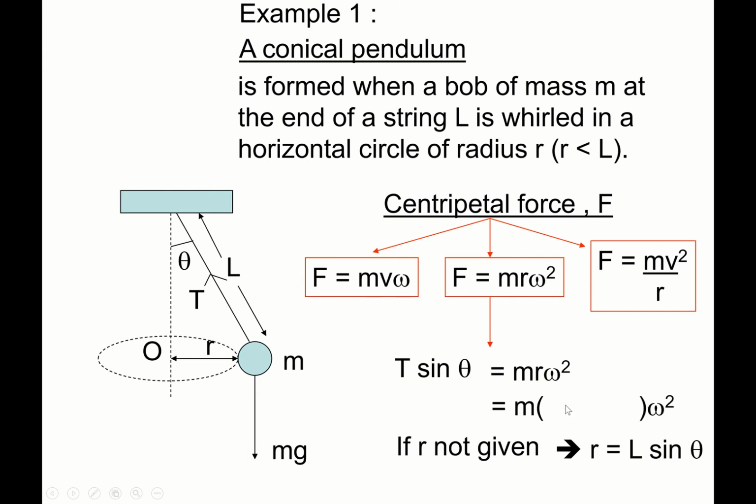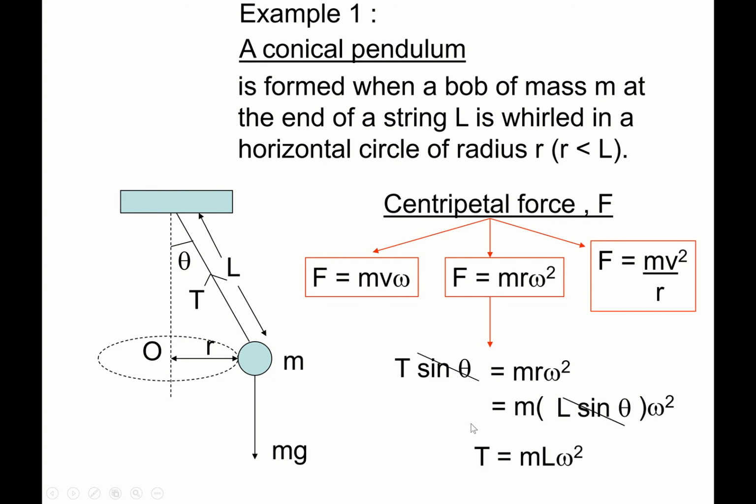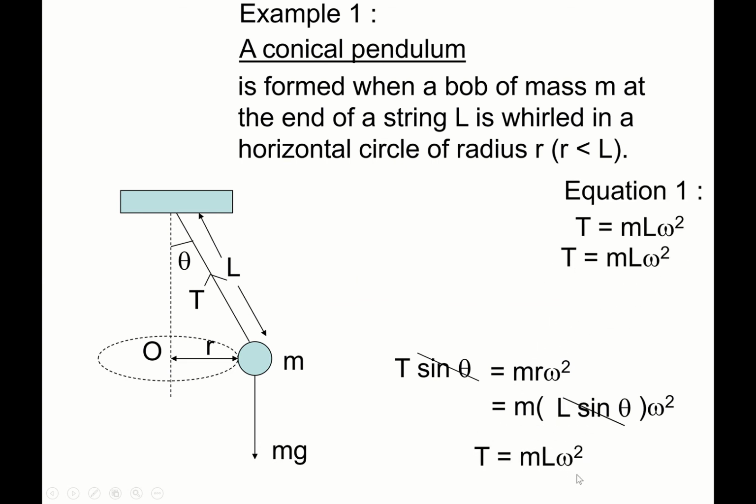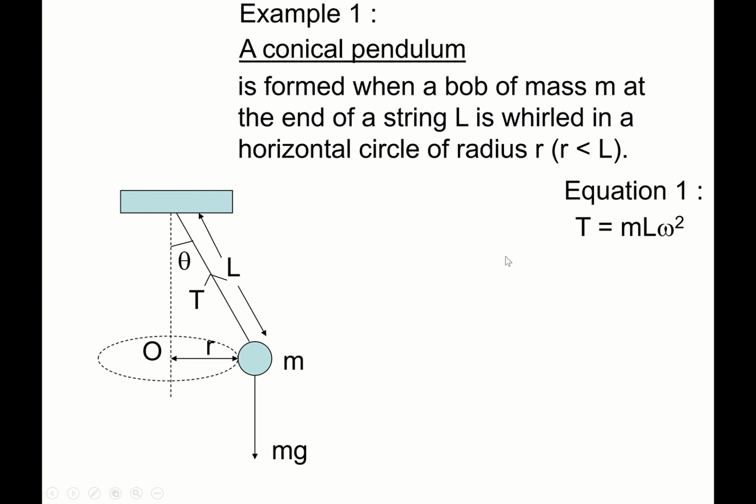Then we can substitute into the equation above. Therefore, we get m L sin theta omega squared. So sin theta can be cancelled out. We get the tension in the string equals m L omega squared. So this is the first equation we get from the centripetal force. Next, we are going to determine equation 2.